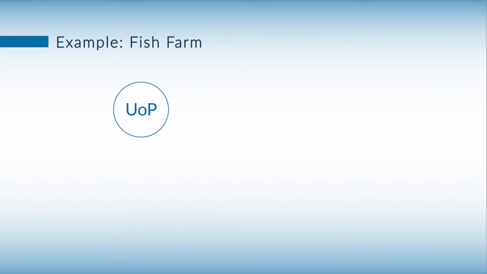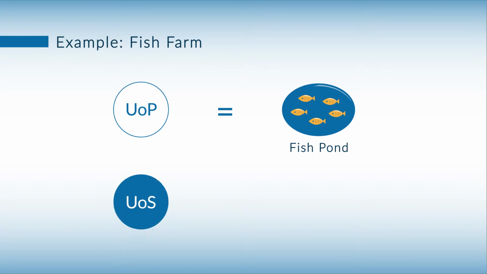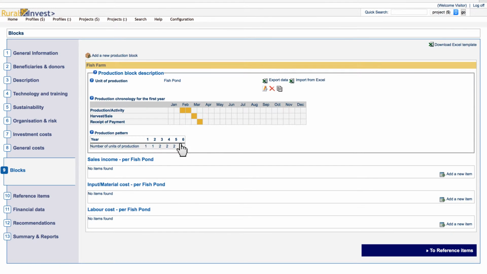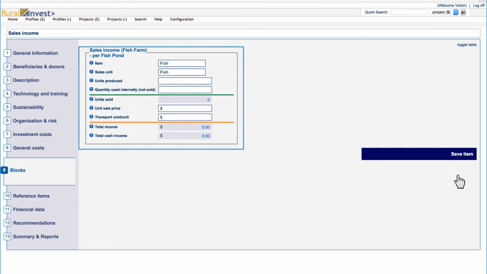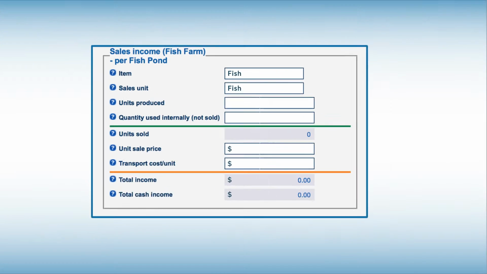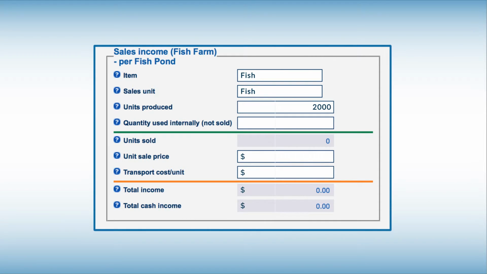Thus, if the unit of production is a fish pond and the unit of sale is an individual fish, you will have to insert into the software the number of units of sale expected per unit of production per cycle of production. In this case, the number of fish expected to be produced per pond will be 2,000.